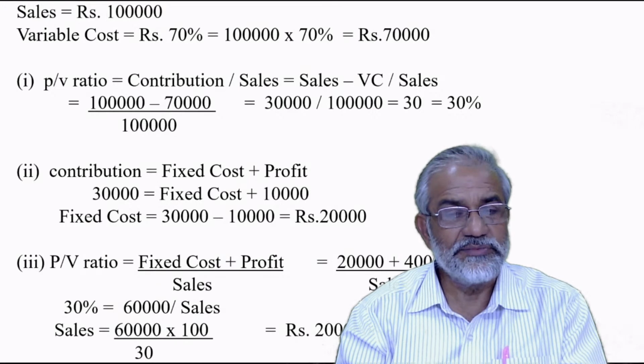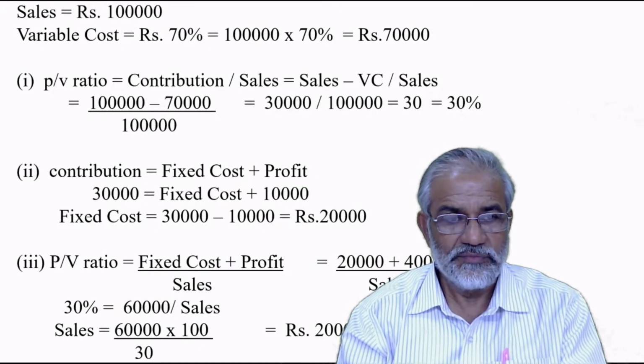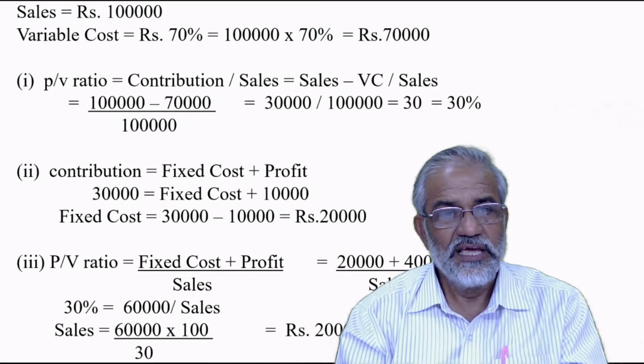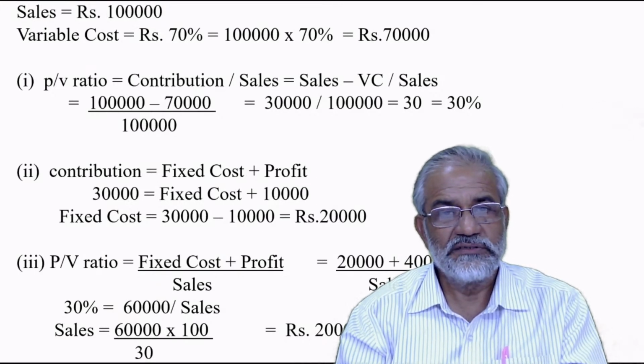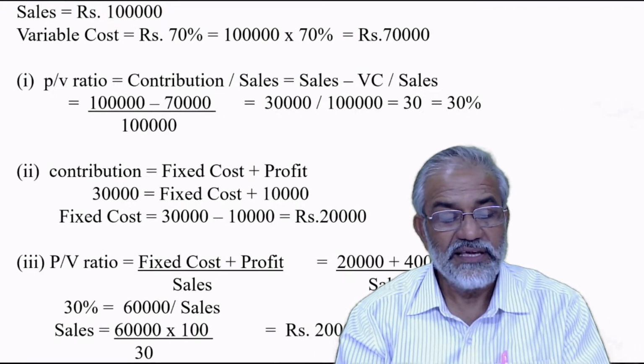The second one is contribution. Fixed cost plus profit is equal to sales minus variable cost, or fixed cost plus profit. 30,000 is the contribution here. So fixed cost plus 10,000, which is the profit. So fixed cost is equal to 30,000 minus 10,000, that is 20,000. Profit is given in the question.